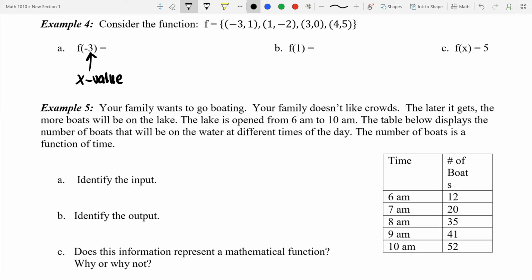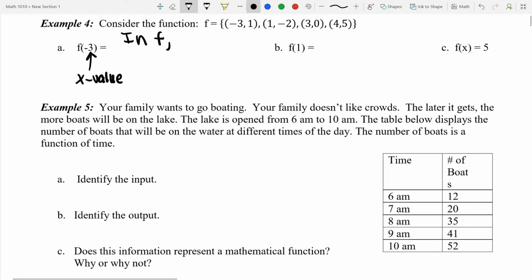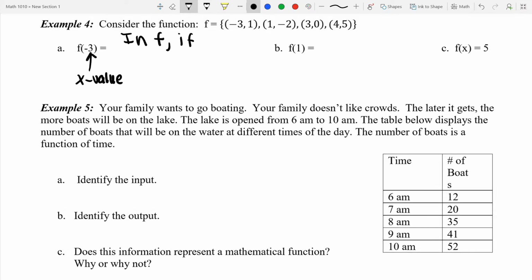Now we're going to write a sentence about what they're asking us, okay? In f, comma, in that set of numbers, if x equals -3, what do they want to know? Finish the question. What is y? Yeah, that's it. That's what they're asking you. Would I ever expect you to write that sentence down on a homework assignment? No. We're taking notes so we remember.